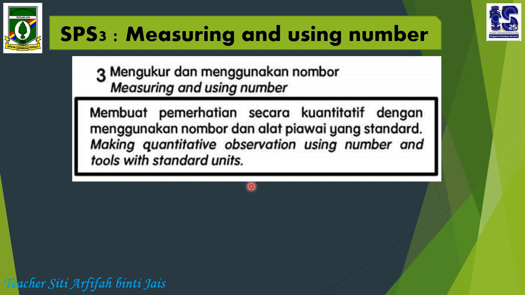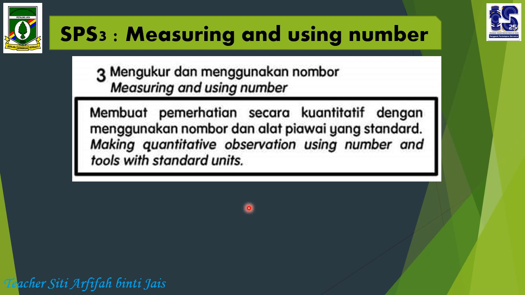Remember, previously we had talked about observations. There are two types of observation. What are they? Qualitative observations, that is only using your sensory organs, and quantitative observations. So, quantitative observation is an observing process that uses number and tools with standard units.